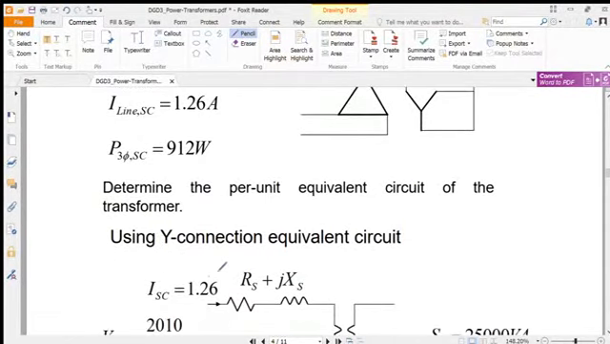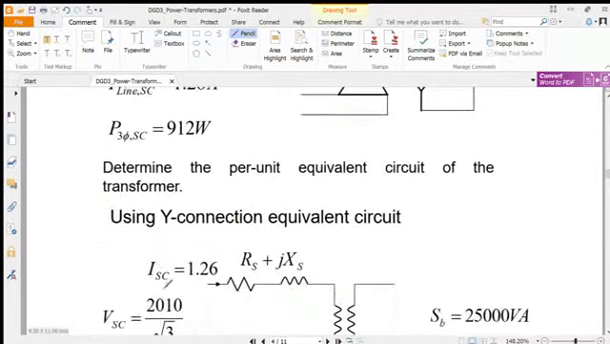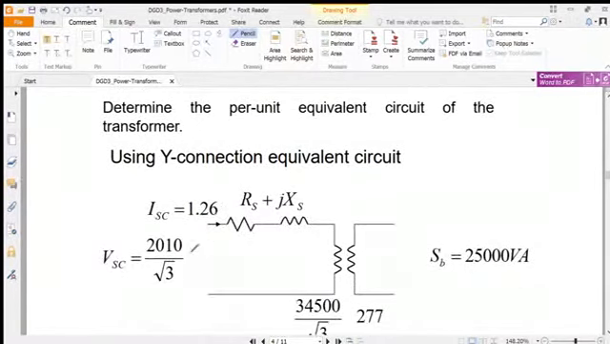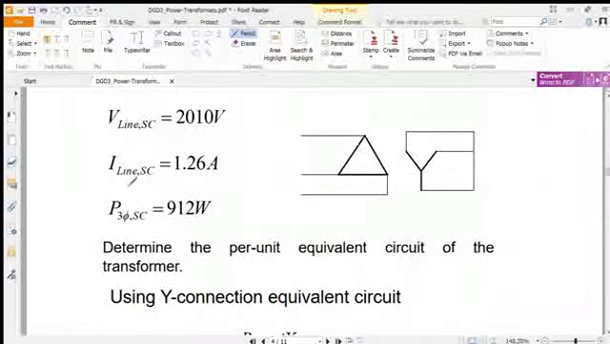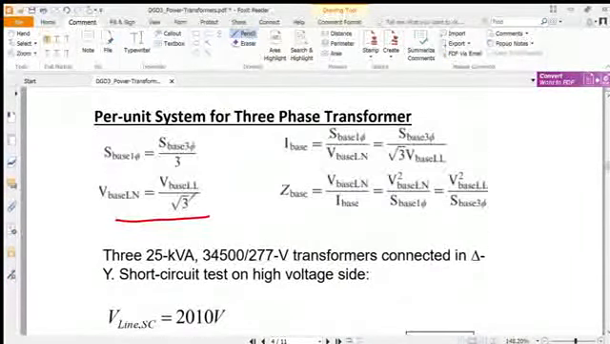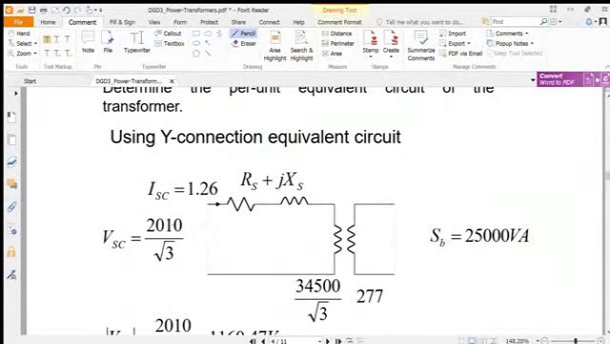If we consider the Y connection equivalent circuit, we'll validate our result both ways. For star connection or mesh connection, we'll get the same result. So now, the line current here is 1.26, and what is the voltage? This is the phase voltage, because the line voltage is 2010 volt. This is the line to line value for three phase, so if we divide it by root 3, we'll get the single phase voltage. So now we express it as a single phase.